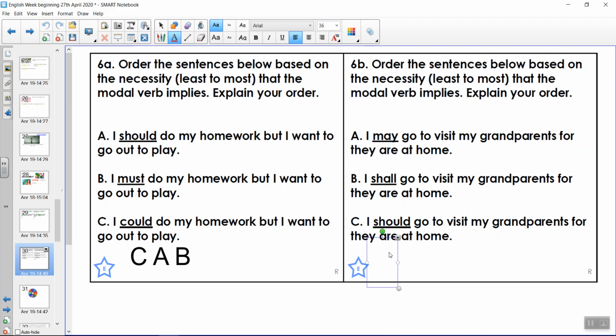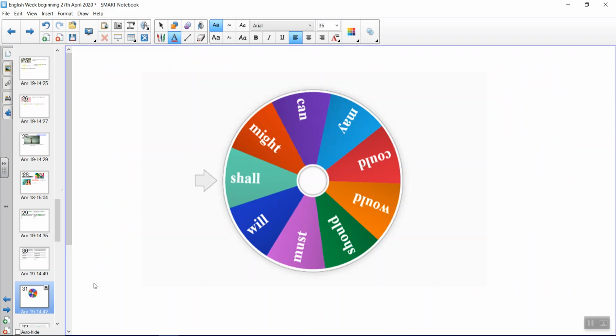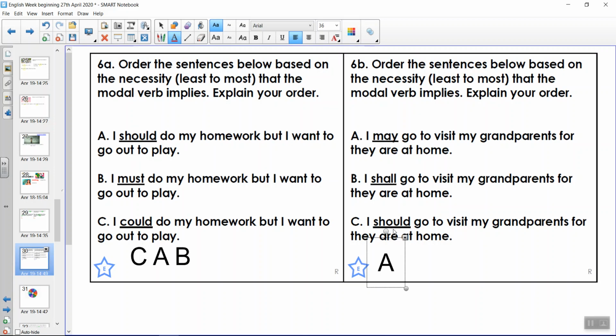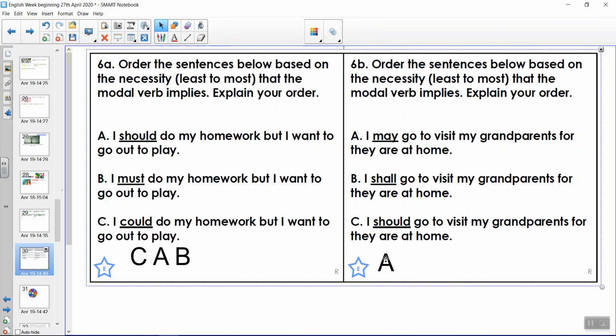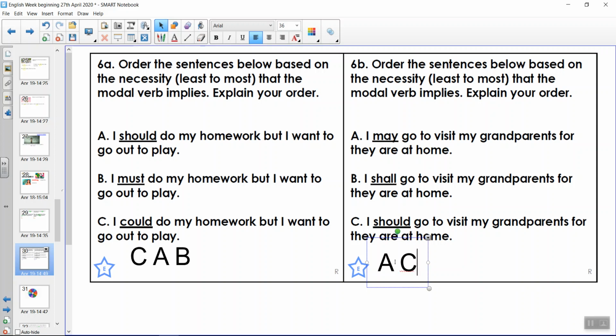So I think I'm going to go with A is my first one. Now, shall or should? I shall go. Now when I think back to our modal verbs, shall was a modal verb for necessity. So I think should needs to go next. Should needs to go next, and shall is our last one. I may, I should, I shall.